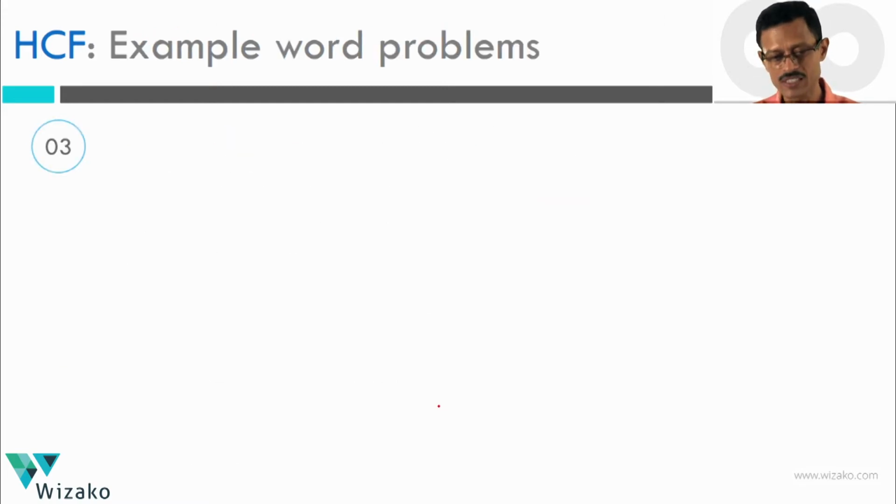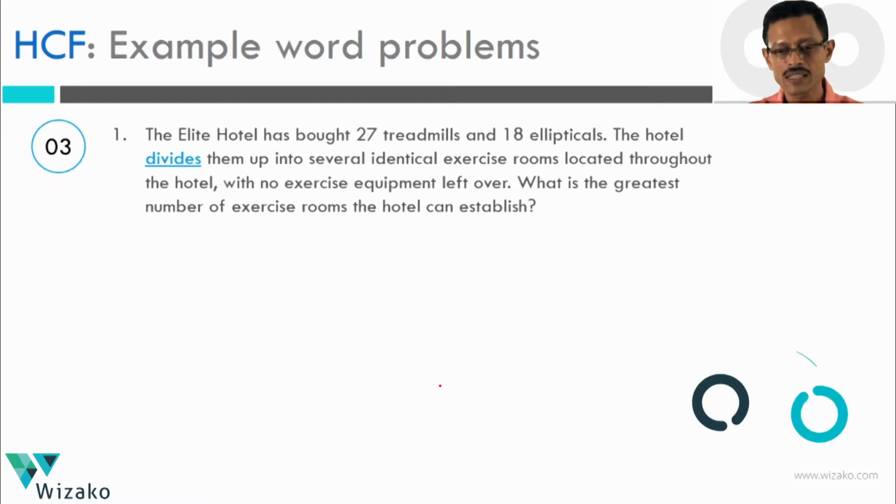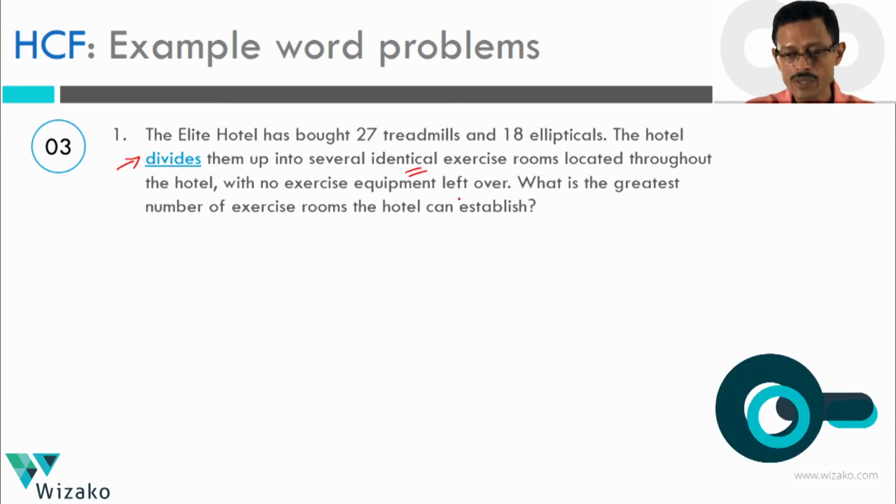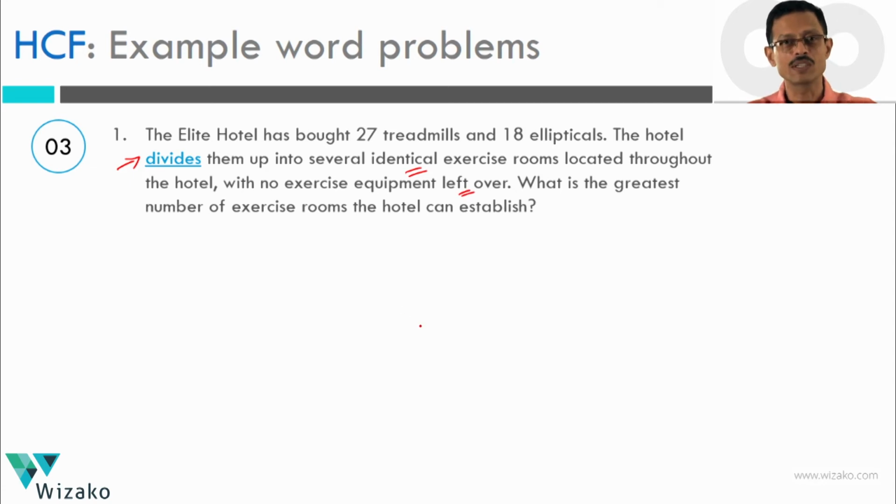Let me give a couple of examples, actually 3 examples. Right? The Elite Hotel has bought 27 treadmills and 18 ellipticals. The hotel divides them. This is the keyword. They're breaking it into smaller parts, into several identical, this is another keyword, into equal sized exercise rooms located throughout the hotel with no equipment left over, which means whatever is available is completely used up. These are usually 3 keywords. Probably you'll find synonymous expressions for these in any HCF question. So you're going to divide it into identical parts with nothing left over.